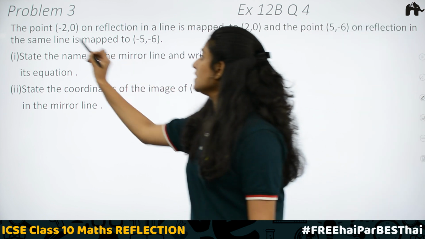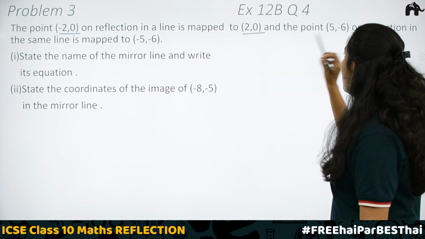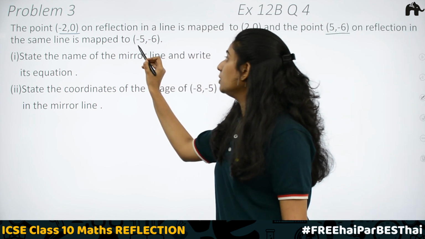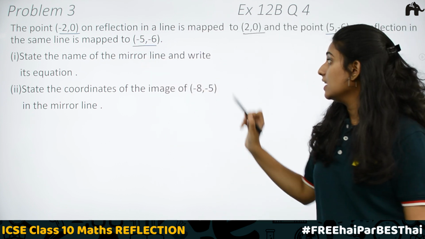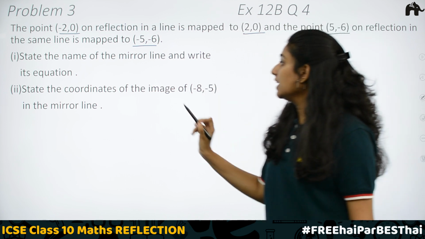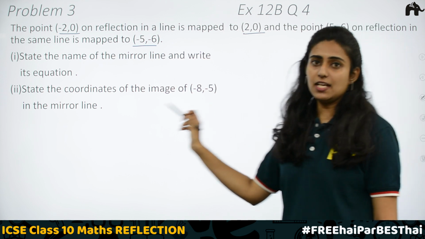The point (minus 2, 0) on reflection in a line is mapped to (2, 0), and the point (5, minus 6) on reflection in the same line is mapped to (minus 5, minus 6). State the name of the mirror line and write its equation. Second, state the coordinates of the image of (minus 8, minus 5) in the mirror line.